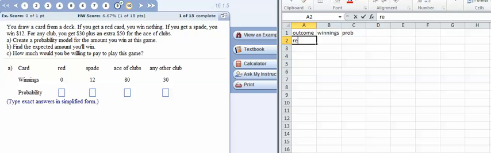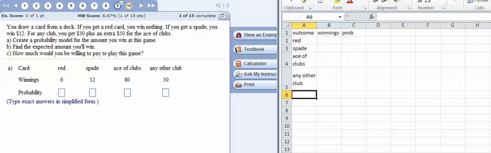Okay, and so we could get a red card, we could get a spade, we could get the ace of clubs, we could get any other club. Okay, what are our winnings? Well, we get no money if we get the red card, we get $12 if we get a spade, the ace of clubs gives us $80, and any other club gives us $30.